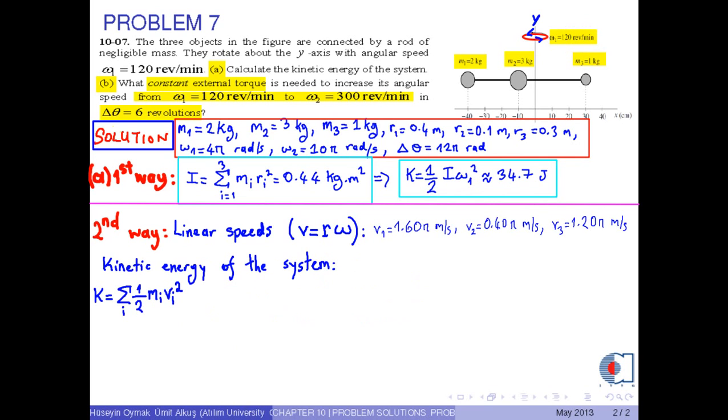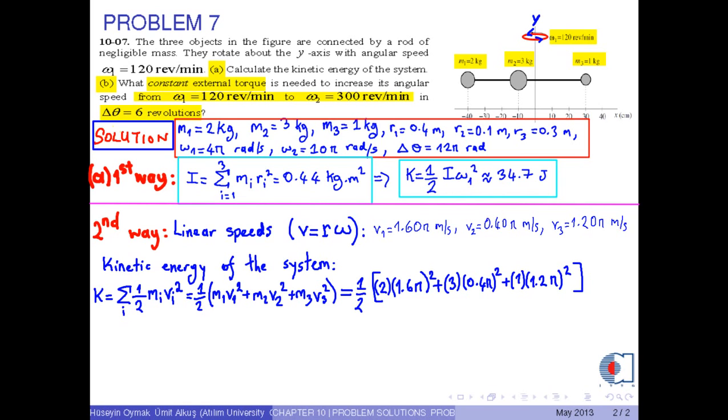Now, kinetic energy of the system can be found by this formula, which is the sum of the linear kinetic energies of each body. Therefore, we write 1/2 times m1 times v1 squared plus m2 times v2 squared plus m3 times v3 squared. Now substitute the numerical values into this equation. Then if you calculate, you find 3.52 pi squared joules. Then the kinetic energy of the system is approximately 34.7 joules. Notice that this result is the same as the one that we have found by the first way.